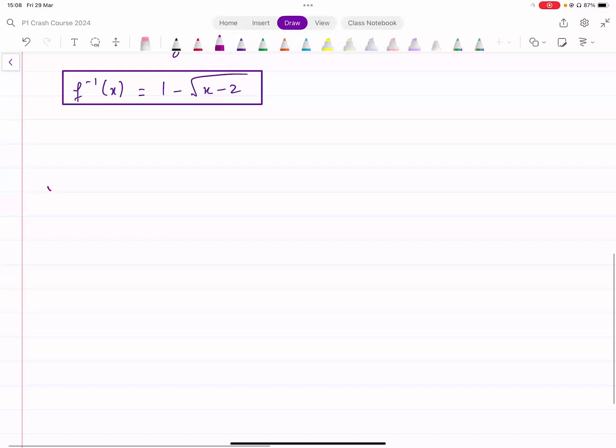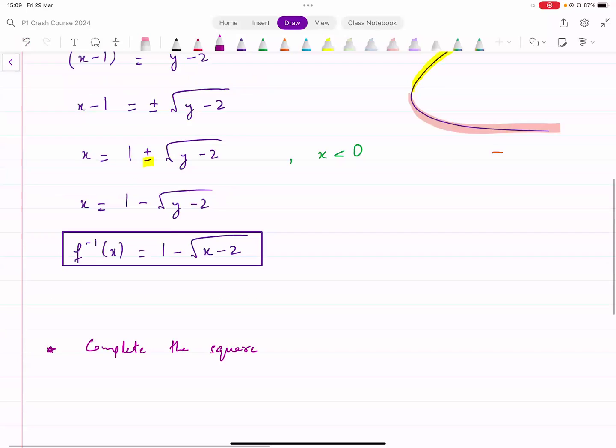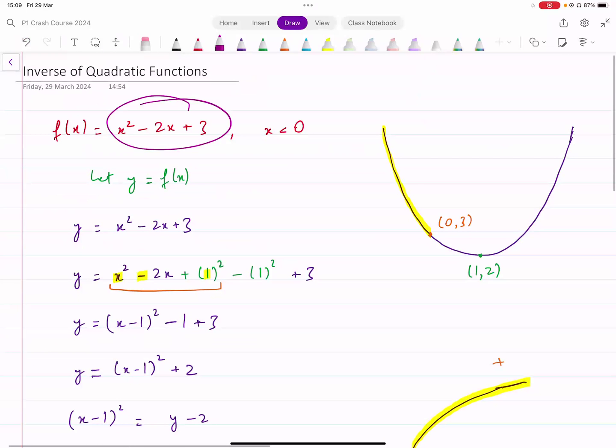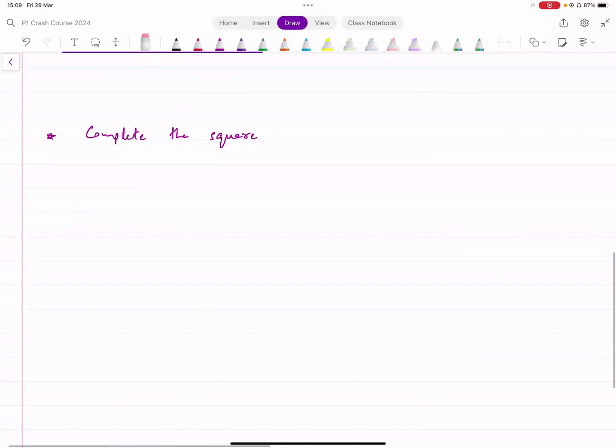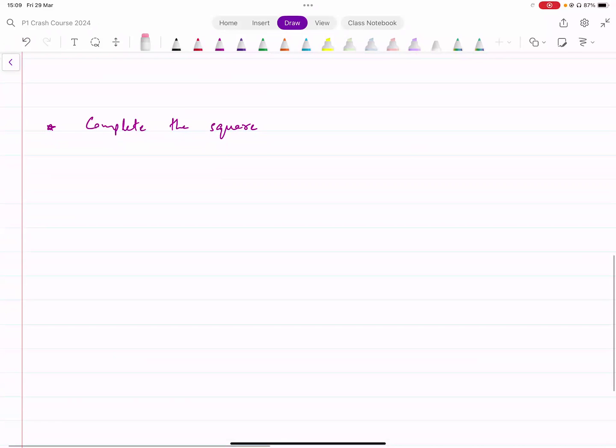So let me write down the steps that you have to do for this. What's the first thing you do? You always have to complete the square first. So the first thing you do is you complete the square, because otherwise you would not be able to make x the subject. So if you have a general quadratic function like this, you would first need to complete its square. That's what we did here. Once you have completed the square, you make x the subject.